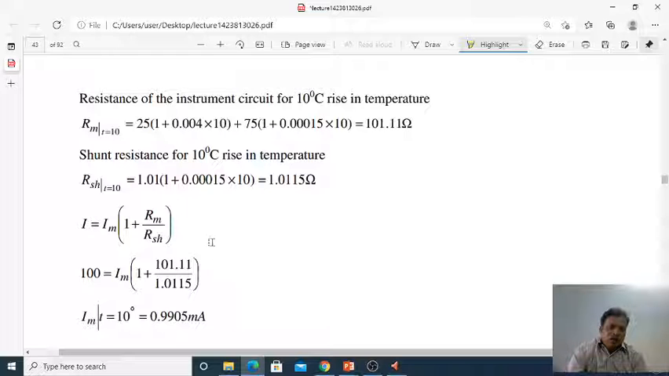Now the resistance of the instrument circuit for a 10 degrees centigrade rise in temperature is given by 25 into 1 plus 0.004 into 10, plus 75 into 1 plus 0.00015 into 10, which equals 101.11 ohms. So here the shunt resistance can also be calculated, and this is the value of the shunt resistance.